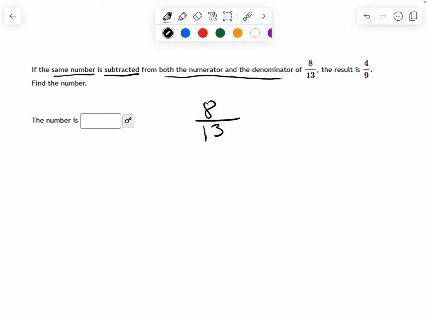I don't know what it is. I'm going to represent that number with an x. So I'm taking this x and I am subtracting it from both the numerator and denominator. So 8 subtracted by some number, 13 subtracted by some number. I don't know what that number is. Could be a positive number, could be a negative number, right? But all we're doing is we're taking that number, we're subtracting it, and the result, when that same number is subtracted top and bottom, gives us a 4/9. That's it. That's all there is for the setup.